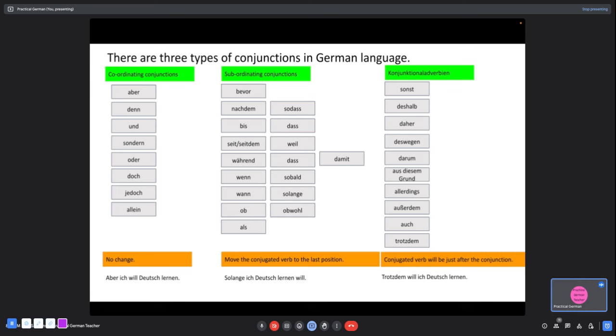Move the conjugated verb to the last position. And over here, all you have to do is interchange the positions of subject and conjugated verb. Normally it is "ich will", here it will be "will ich".